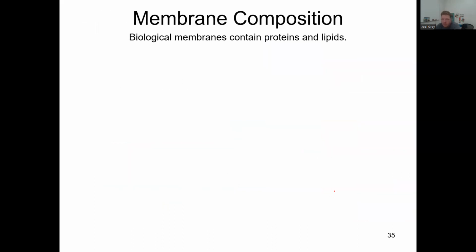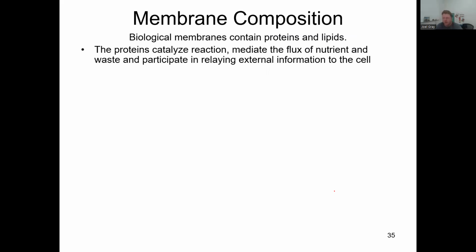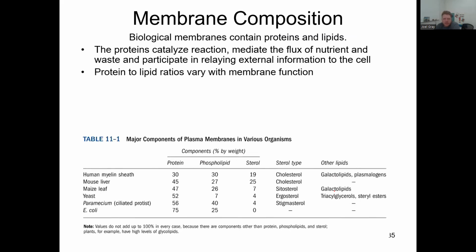Now, the composition of a membrane. We've talked about phospholipids with their head groups. We've talked about cholesterol. But what I also want you to know about and be familiar with is some of the other components within a membrane. They are also going to contain proteins. The proteins catalyze reactions, mediate flux of nutrients and waste, and participate in relaying external information to the cell. Protein to lipid ratios vary with membrane function.